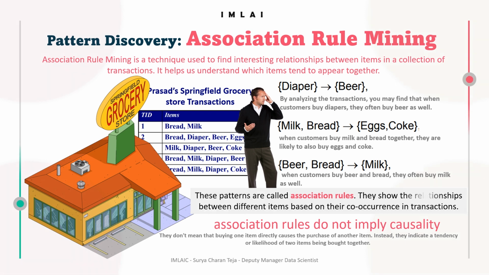So, overall, association rule mining helps us understand the relationships between items in a data set of transactions, allowing businesses to identify patterns and make informed decisions to enhance their operations.